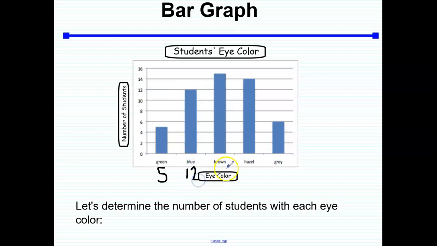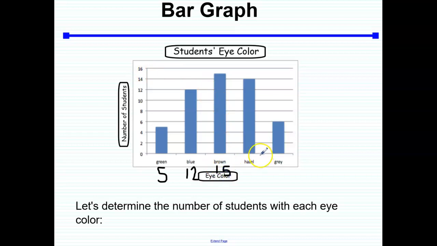Third graders, would you pause the video and determine the number of students with brown eyes? Were you able to determine that 15 students have brown eyes? The reason is that the number of students with brown eyes is halfway between 14 and 16. I know the number halfway between 14 and 16, right in the middle, is 15.